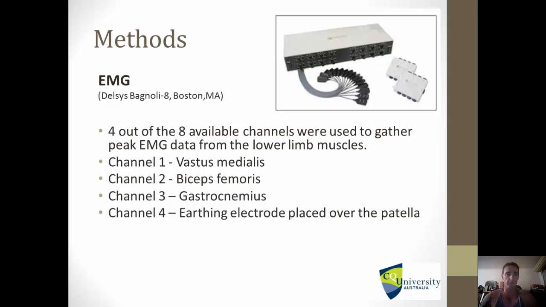Okay, we used the Delsys Bagnoli 8 EMG system. We used 4 of the available channels to measure lower limb muscle activity, and what we were looking at was the actual peak in the EMG data. The first channel was hooked up to the vastus medialis, the second channel to the biceps femoris, the third channel to the gastrocnemius, and the fourth channel was an earthing electrode, placed over the patella.